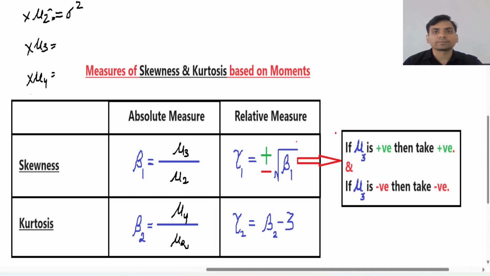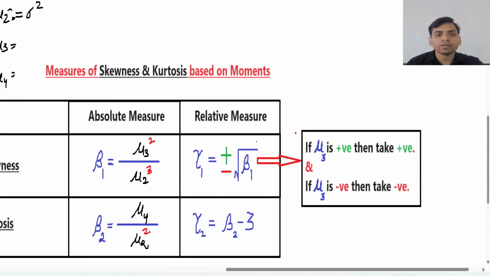Now one more thing, we will put power 2. This means you need to write mu3 square and mu2 cube for the first formula, and for the second formula, you will put only the square of mu2. So the formula for beta 1 is mu3 square divided by mu2 cube, and for beta 2 it is mu4 divided by mu2 square.